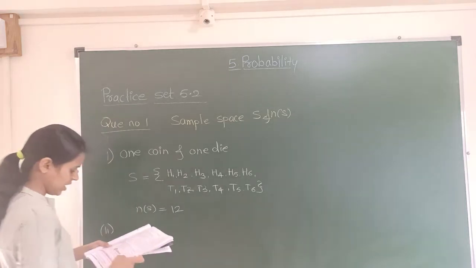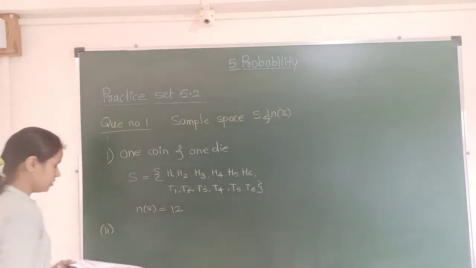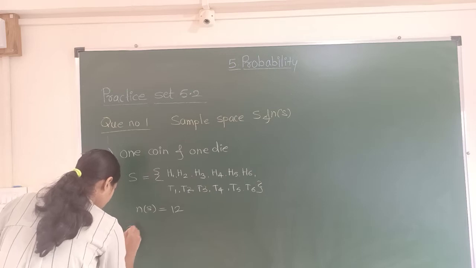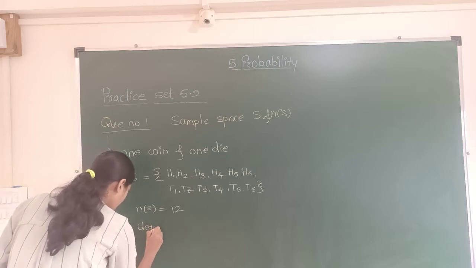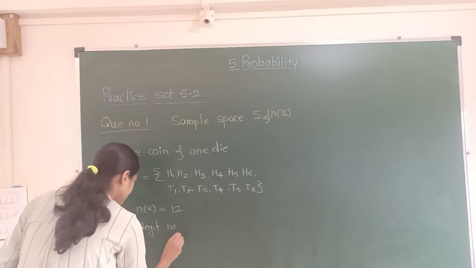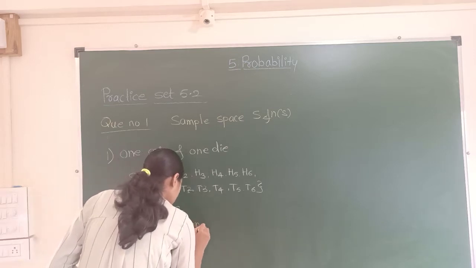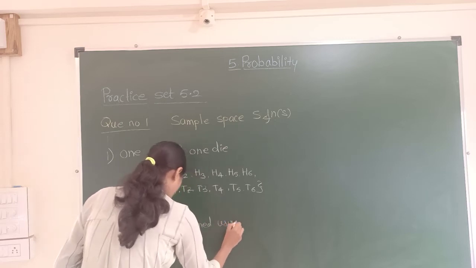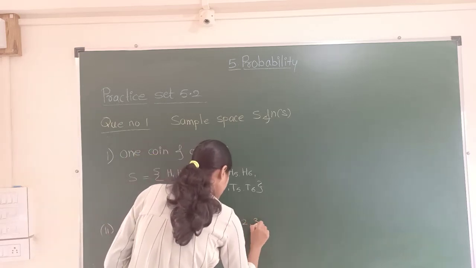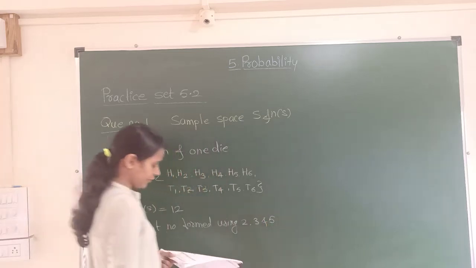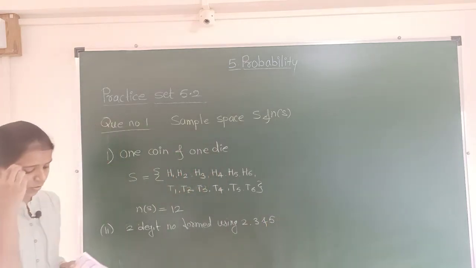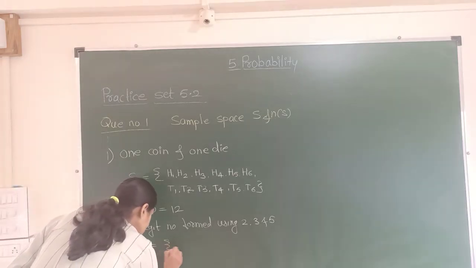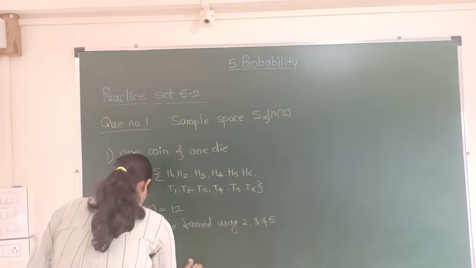See, second one is 2-digit numbers are formed using digits. We'll write 2-digit number formed using, they have given us digits 2, 3 and 5. Okay, we have to form a 2-digit number by using these digits, so we will write the sample space for this. S is equal to the 2-digit numbers we will write.